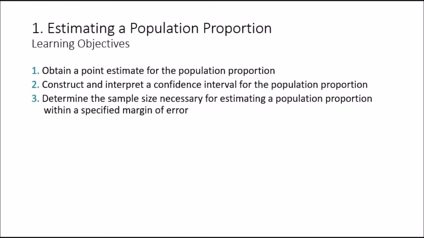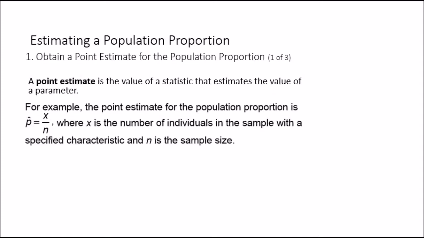Our objectives for this week are to obtain a point estimate for the population proportion, to construct and interpret a confidence interval for the population proportion, and to determine the sample size necessary for estimating a population proportion within a specified margin of error. To estimate a population proportion, we need a point estimate.